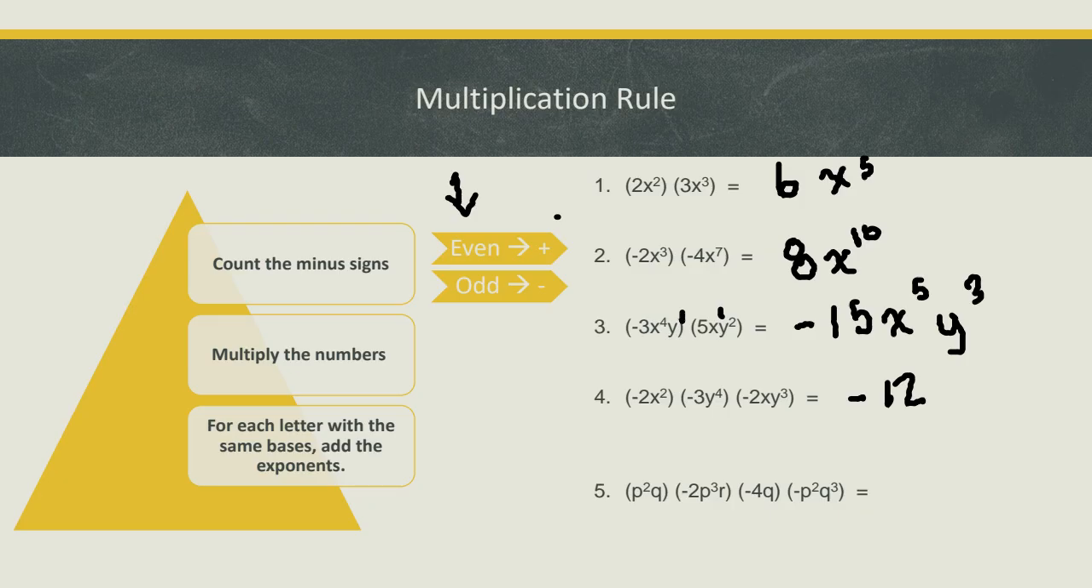So, go back to where we were. Where were we? There. All right, so we got that negative 12. Now we've dealt with our coefficients. Now we can do our x's and our y's.